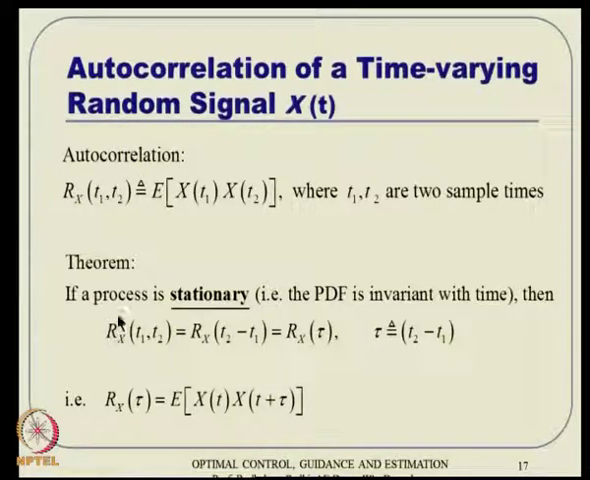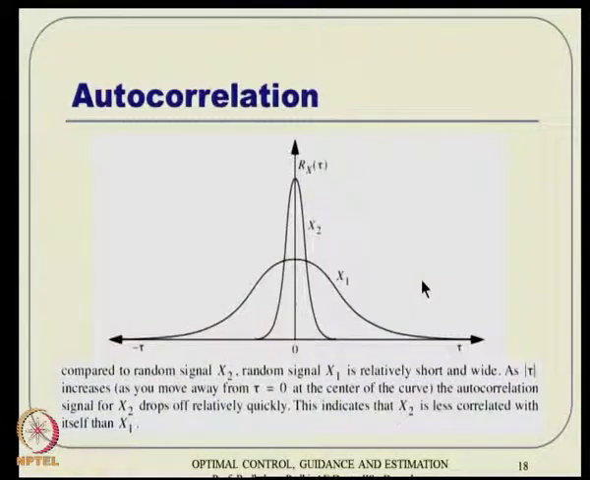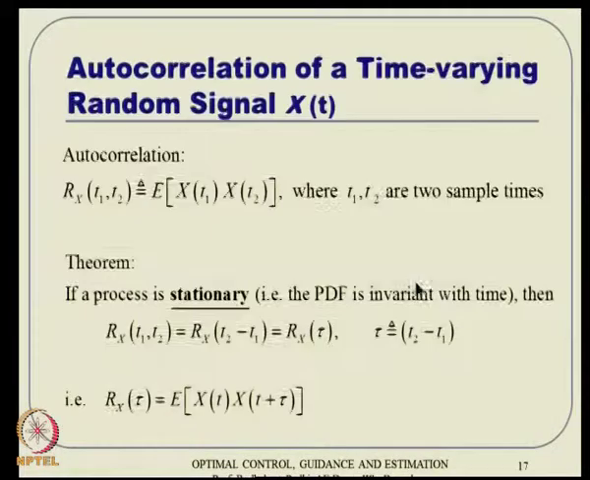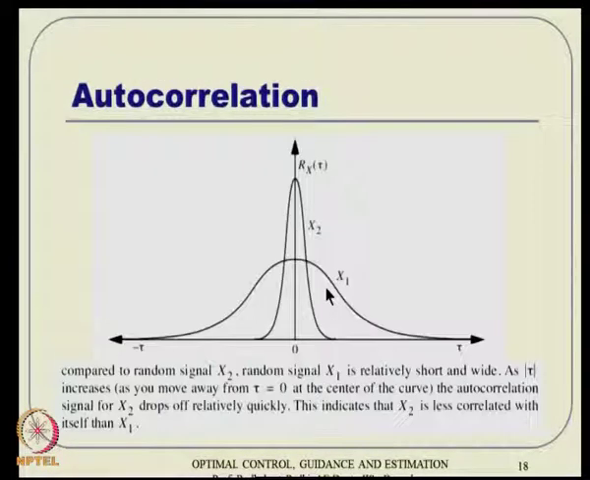So, I can always write it as a function of tau instead of writing t1, t2 and all. So, this Rx of tau then is expected value of x of t into x of t plus tau. Remember, t1 is t and t2 is t plus tau basically. So, this is how it is. Now, this is a nice property, this Rx gives us many interesting things actually. Now, let us see some things like this.